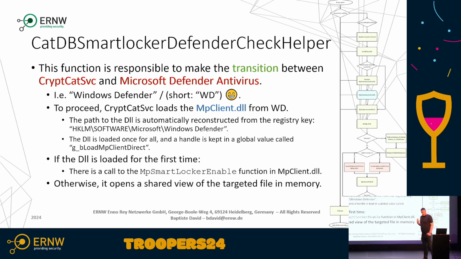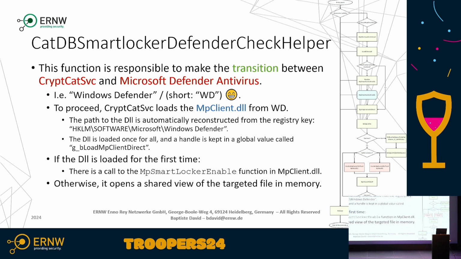This function is really responsible for making the transition from the cryptcat service to Windows Defender. So it's just a proxy, if you want, between the catalog service analysis and Windows Defender. WD, sometimes I miss some space in my presentation, so WD is the shortcut I use. To proceed, the cryptcat service is going to load a DLL, which is called MP client dot dll. This DLL is the interface that any application can use to interface with Windows Defender. Well, when I say any application, I mean Microsoft applications, because it's undocumented, so you are not supposed to use it.